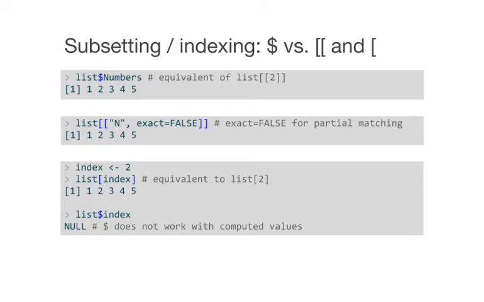Using partial match is not encouraged, however, since this can create confusion for you when trying to understand your own code, let alone for other people. If you want to access an element by its name using square brackets, you should put the name in quotation marks, and if you would like to use partial matching, also set the additional parameter exact to false, since it's set to true by default. On the other hand, subsetting with square brackets works with computed values, as you see in the third example, but this won't work for you when using the dollar symbol.